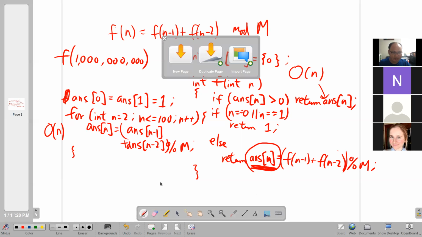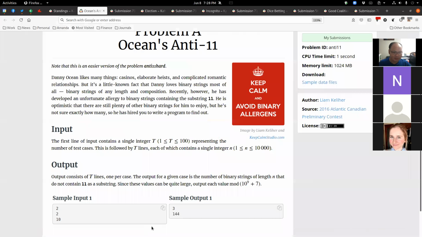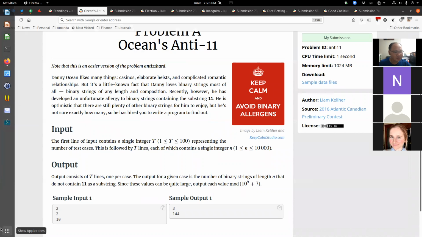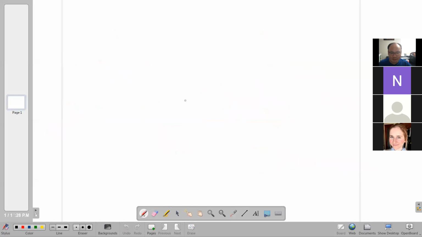Do you use the Fibonacci formula with the matrices and stuff? Maybe. I heard about that when I was searching it up. Okay, hang on. This whiteboard app is kind of flaky, but when it works, it's the best one that I can find on Linux. But anyway, okay, so the matrix thing. What is the matrix thing?